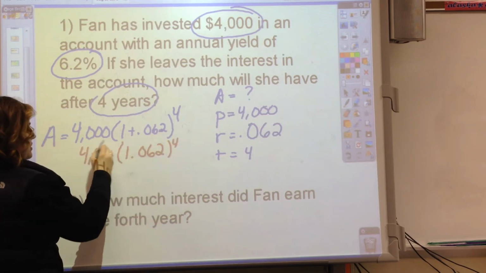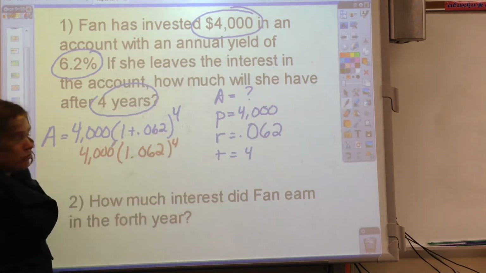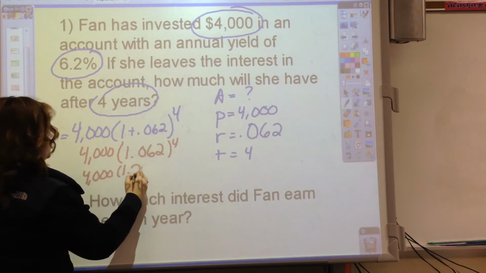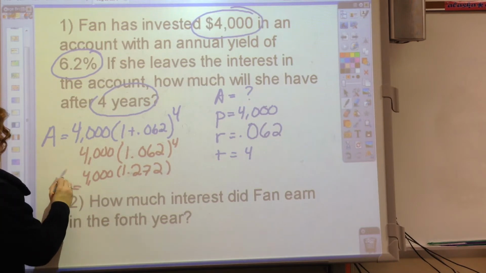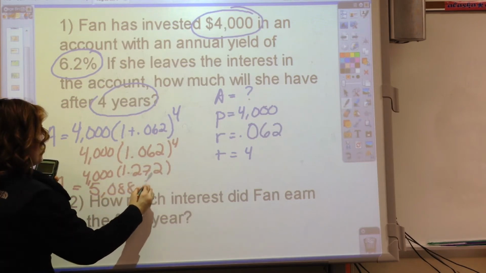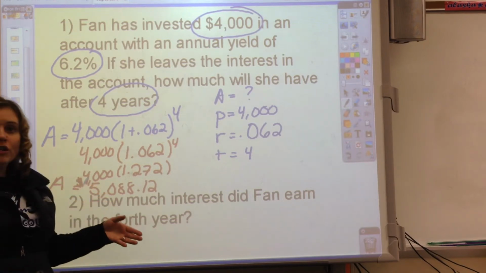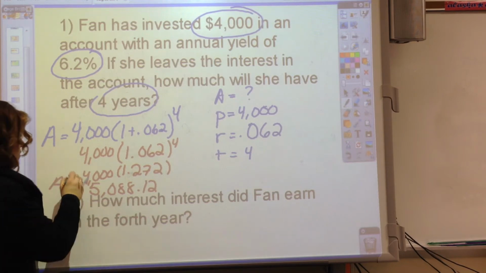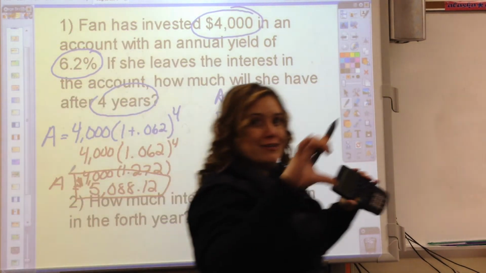1 plus 0.062 is 1.062. Then, order of operations tells me to do my exponents. So now I'm going to raise 1.062 to the power of 4, and I get 1.272, etc. Then when I finally multiply by 4,000, I end up with 5,088.12. Now remember that when banks are paying on a loan, they round down. When they're charging interest, they actually round up. So this is going to be my solution right here. When it's money that they're paying you, round down.